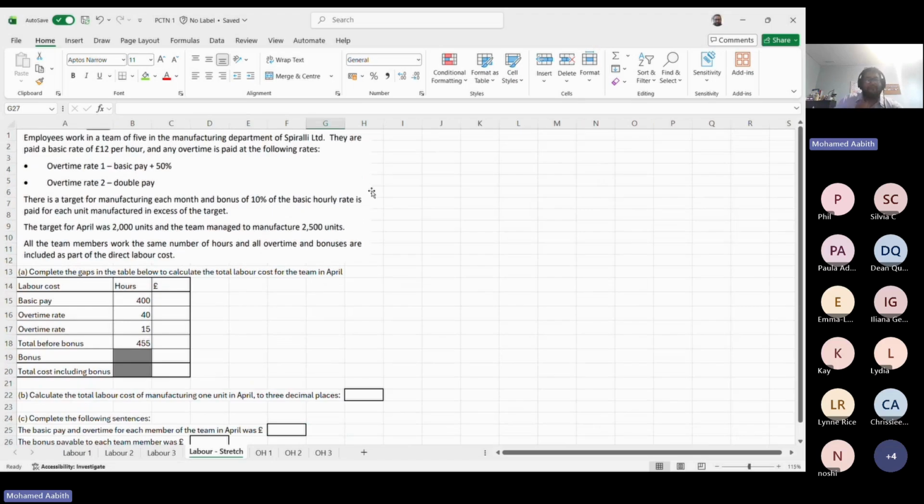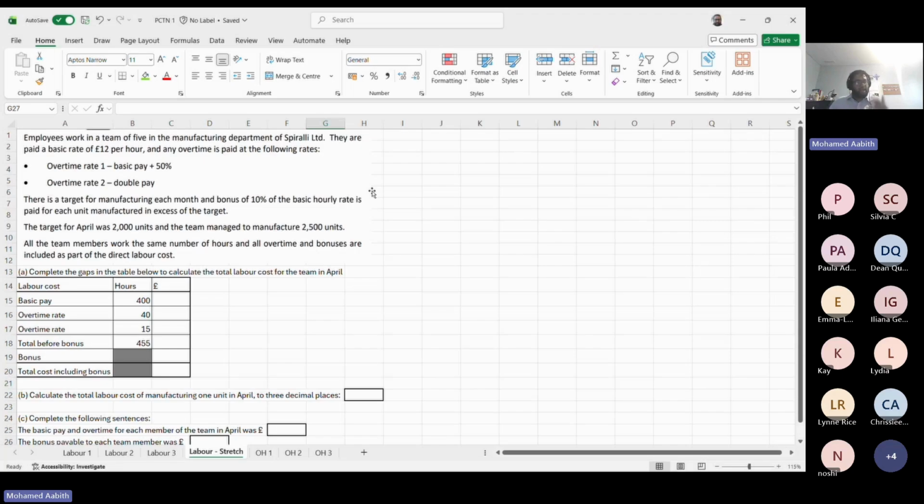They're here. Employees work in a team of 5 in a manufacturing department of Spirelli Limited. They are paid a basic rate of £12 per hour, and any overtime is paid at the following rates. Overtime rate 1 is base pay plus 50%, which is in that case £6 premium, altogether £18. Overtime rate 2, it's going to be double pay. So what is the meaning of that? Double pay means 12 times 2, that's going to be £24.